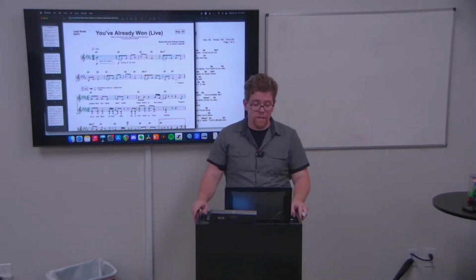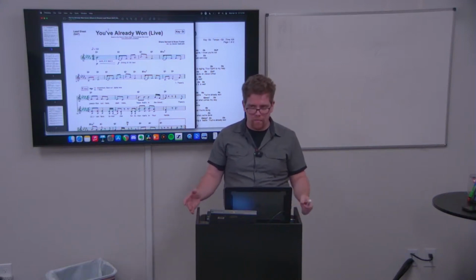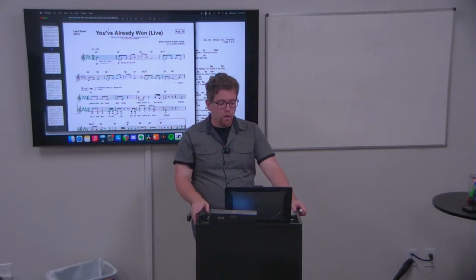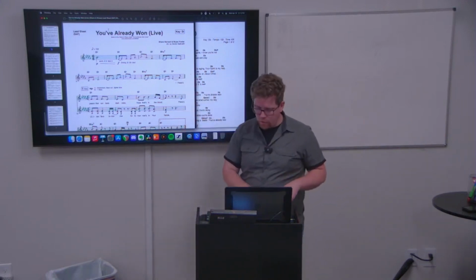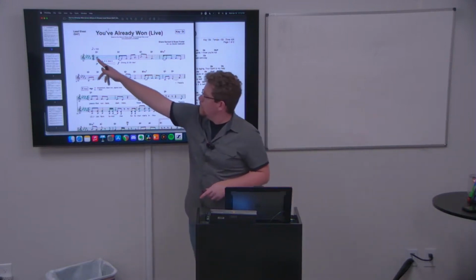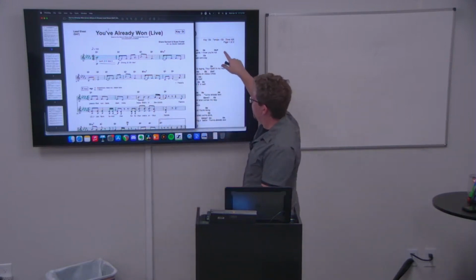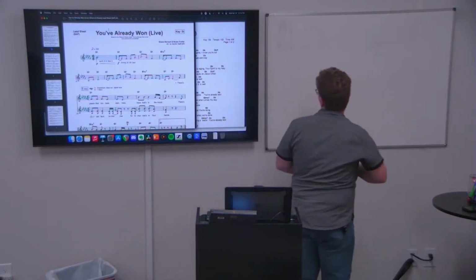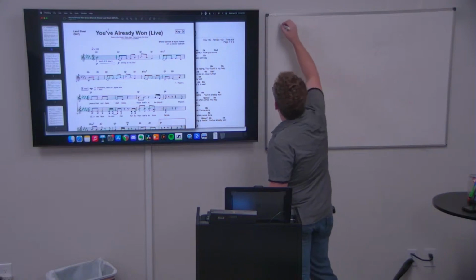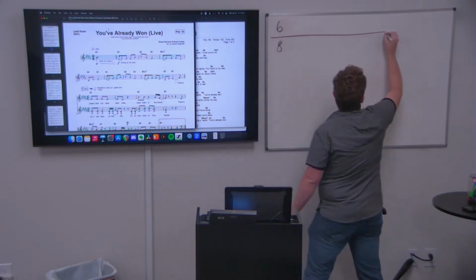So what do you do if a song is not in 4/4? Because we have other songs in other time signatures. So how do we deal with that? Well, let's talk about one of them. This is You've Already Won. If you look at the lead sheet, you see it's in 6/8 time instead of 4/4 time. And over here is the chord chart behind it. It also says 6/8.